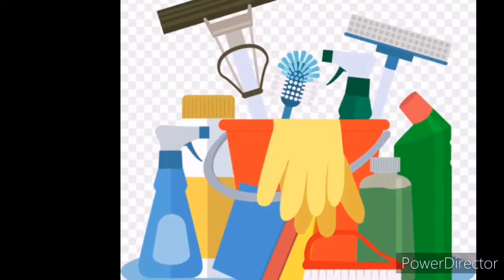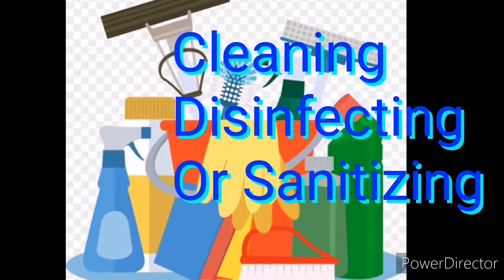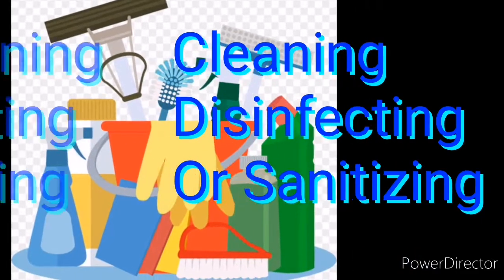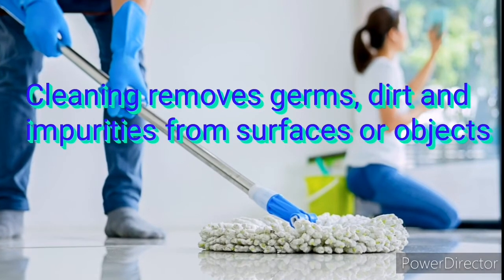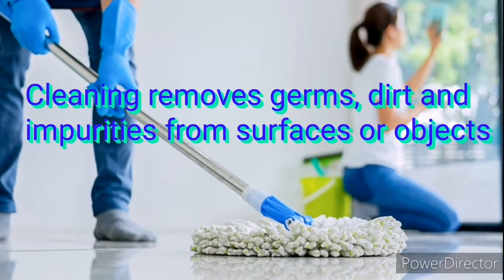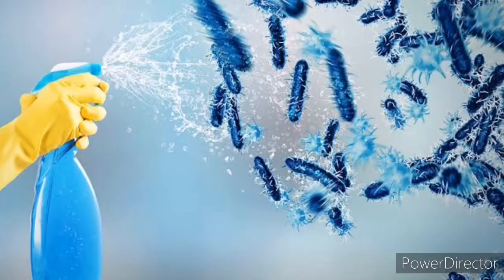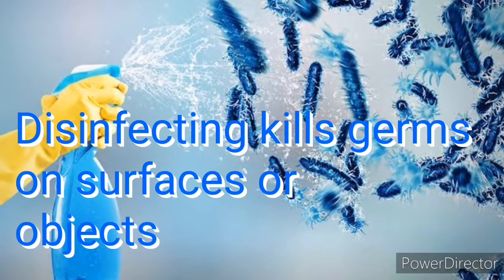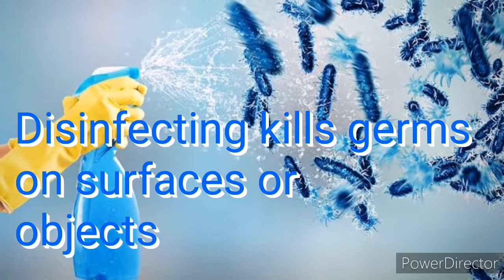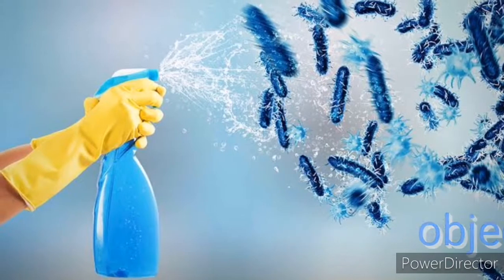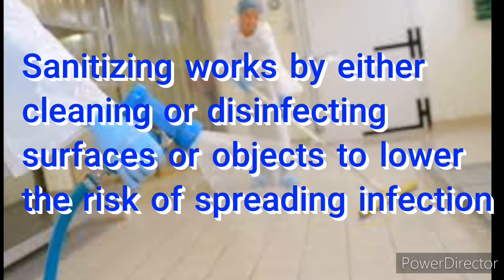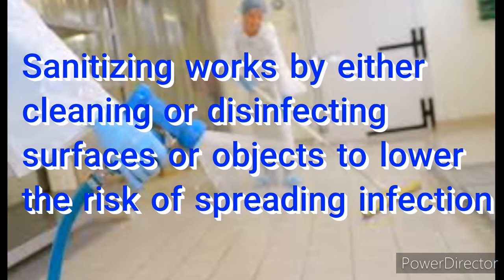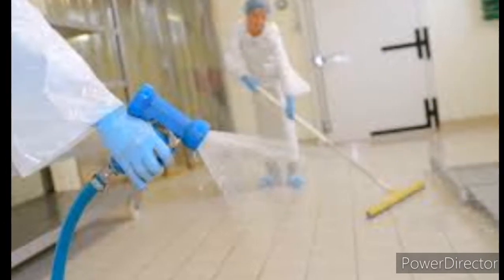Now we need to know the difference between cleaning, disinfecting, or sanitizing. Cleaning removes germs, dirt, and impurities from surfaces or objects. Disinfecting kills germs on surfaces or objects. Sanitizing works by either cleaning or disinfecting surfaces or objects to lower the risk of spreading infection.